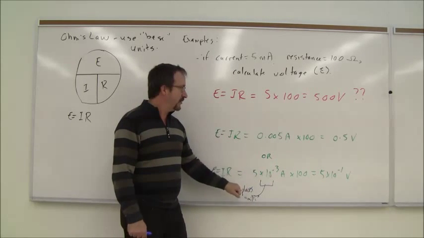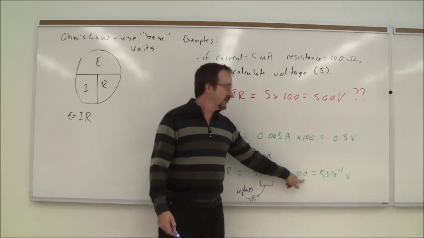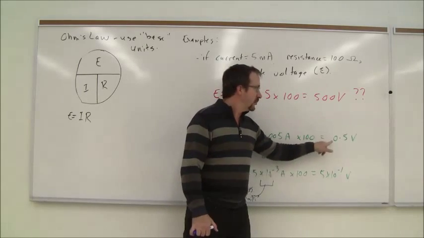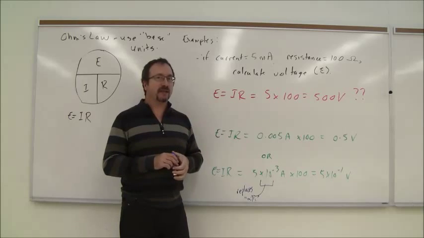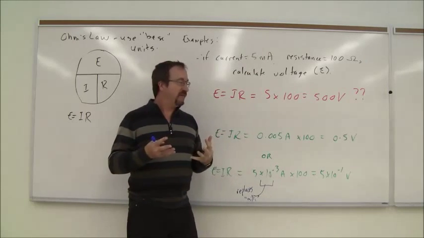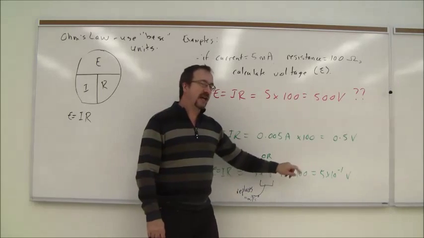Now when I multiply that out, 10 to the minus 3 times 10 to the 2, 100 is 10 to the 2, leaves me with 10 to the minus 1, so it's 5 times 10 to the minus 1 volts, which is 0.5 volts. So engineering notation can be a neat way to pull out the milli, or the kilo, or the mega, or whatever prefix. Just stick in the power of 10, and use that.